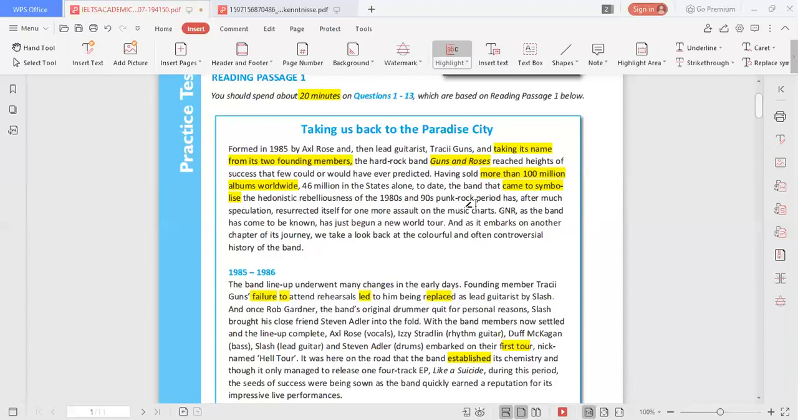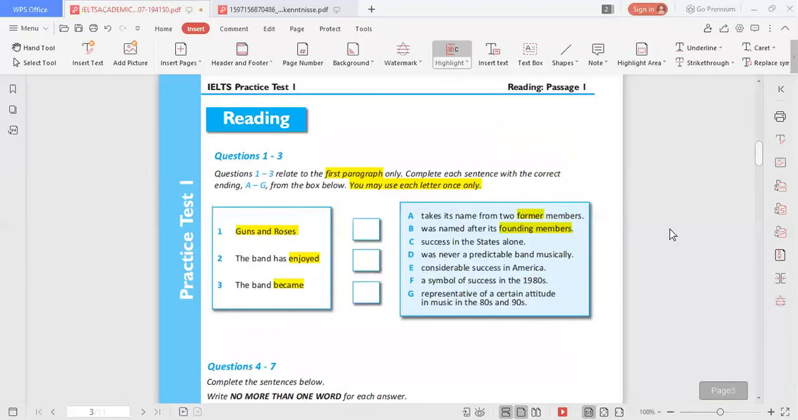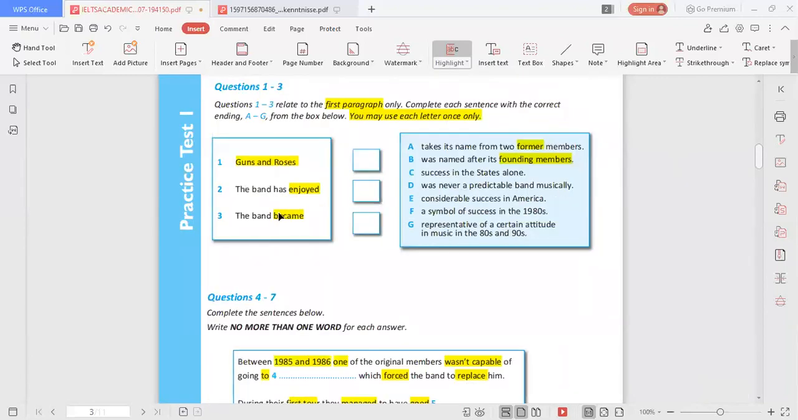It's a really long sentence, but our answer is hiding somewhere here. Having sold more than 100 million albums worldwide, 46 million in the United States alone. Okay, so that is something you can consider as the enjoyment. Okay, so we go and then we try to figure out something that fits this question. C says success in the States alone. All right, so we already have our answer.